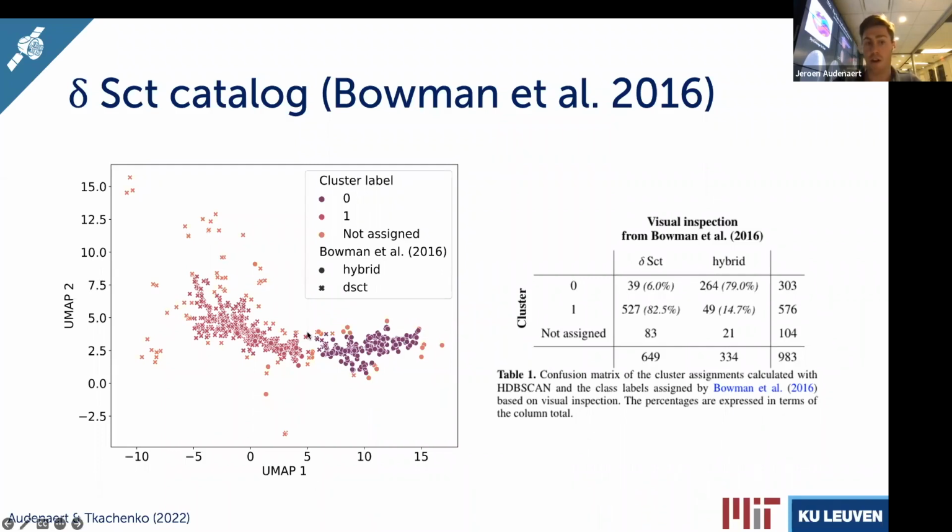So we just clustered the data and then actually looked at some random samples that were present in each of the clusters. And then we identified, okay, these are hybrid pulsators, these are delta Scuti stars. And then we extrapolated this to the whole cluster. And afterwards, we compared it with the labels from Bowman et al. to actually see whether the results were correct or not. So we were sure that our methodology was behaving correctly.